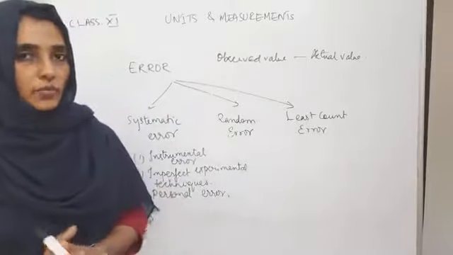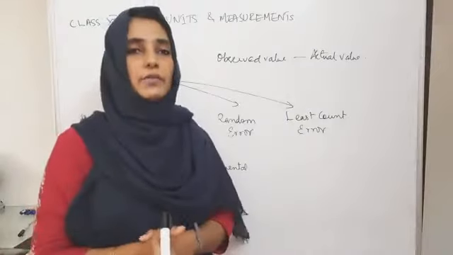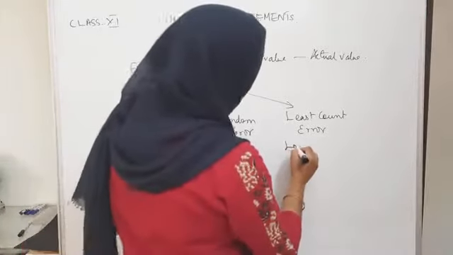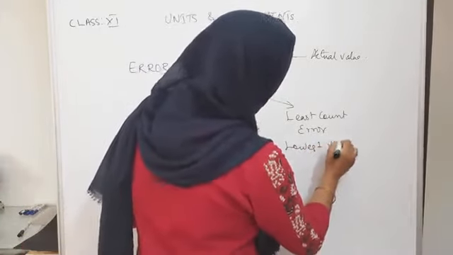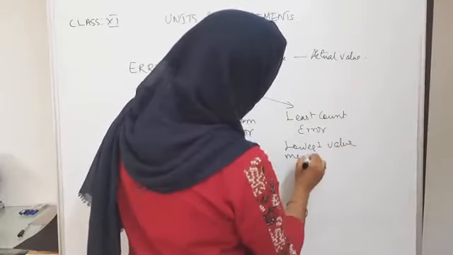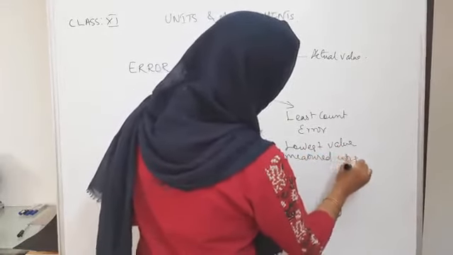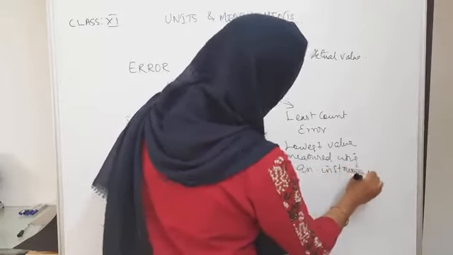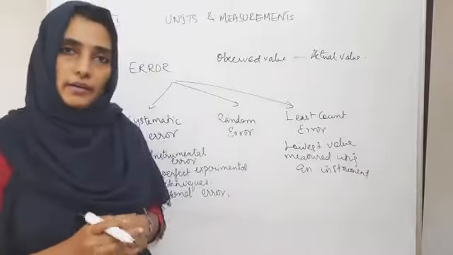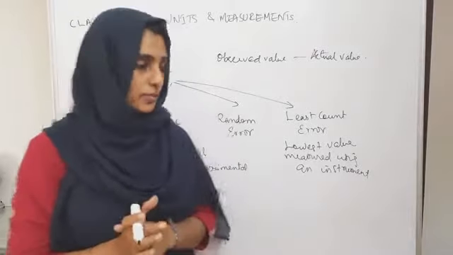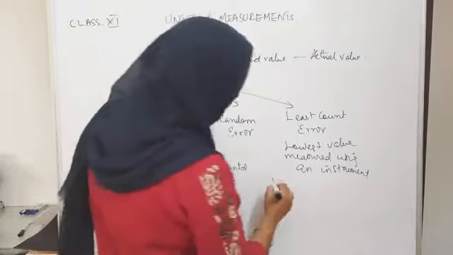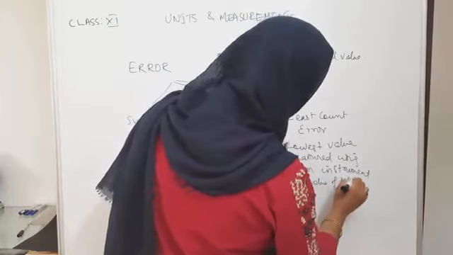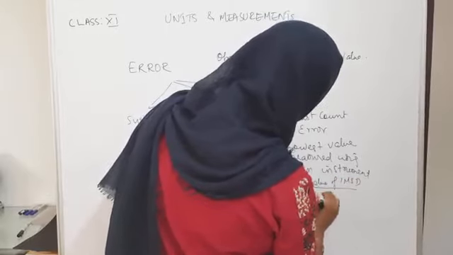So in order to understand what least count error is, you first have to understand what least count is. Least count is the lowest value or the smallest value that can be measured using an instrument. So there is a general equation to find the least count of an apparatus or any instrument. The general equation is: least count is equal to the value of one main scale division divided by the total number of divisions.